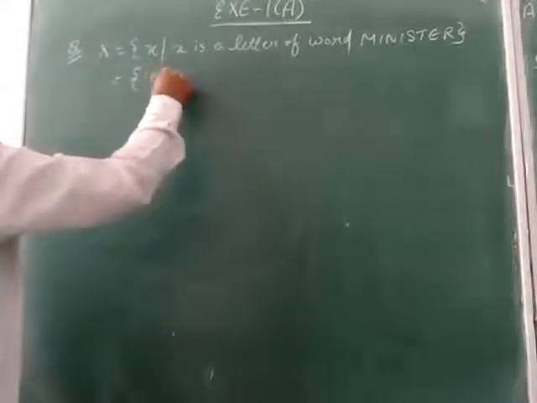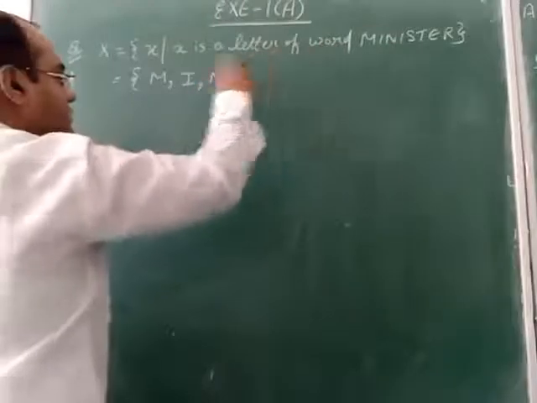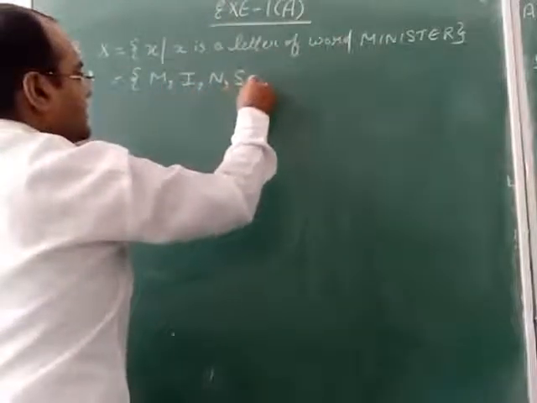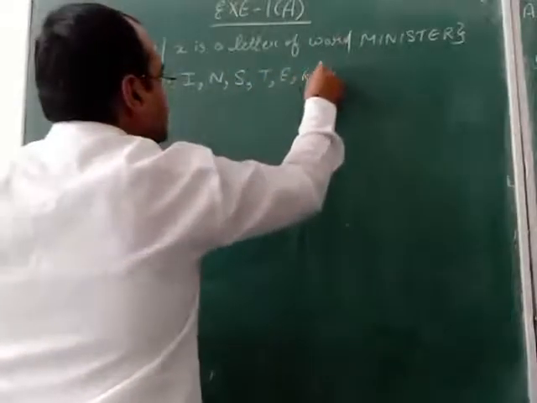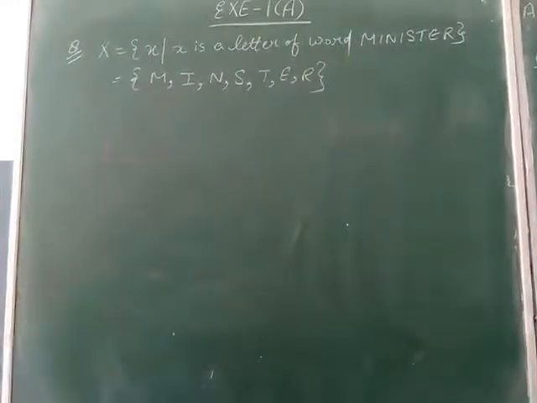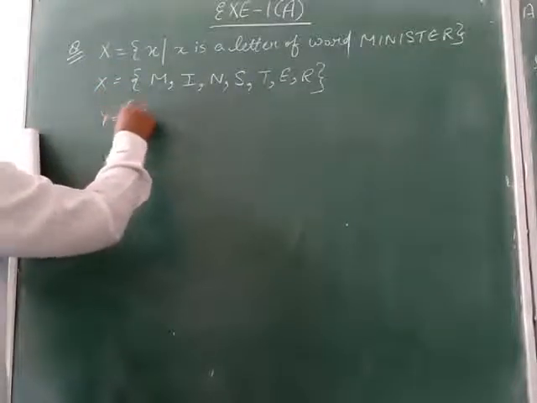M, I, N. Again I is coming, but once we have written I, we will not write it again. S, T, E, R. So one time we have to write each and every alphabet which is coming in this word "minister". Now this is the answer of X. Now we will write Y.